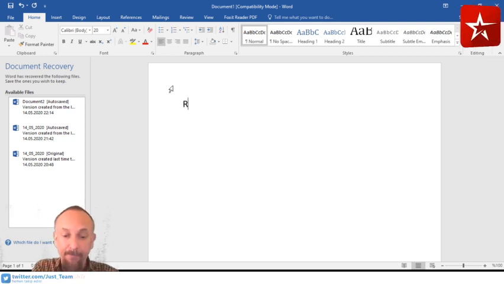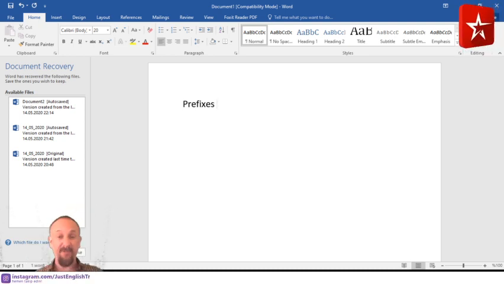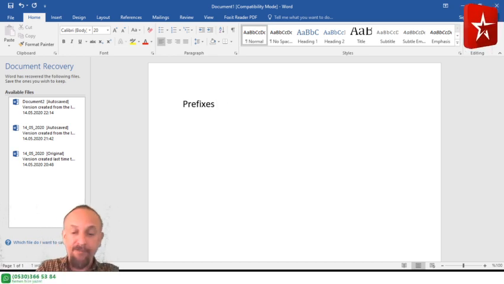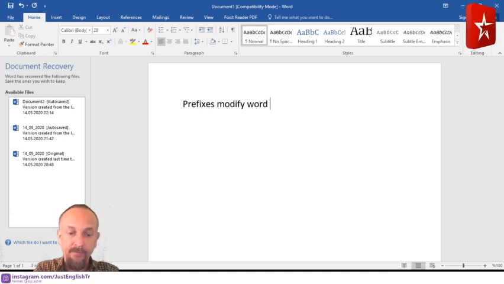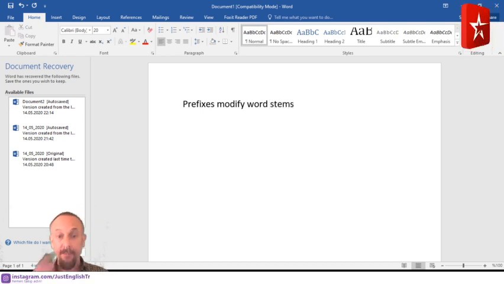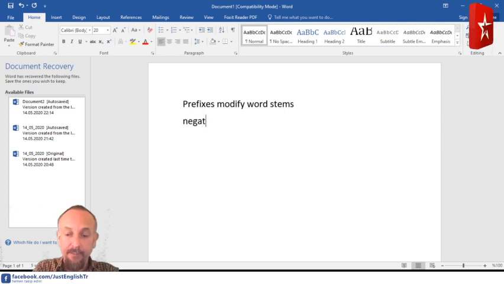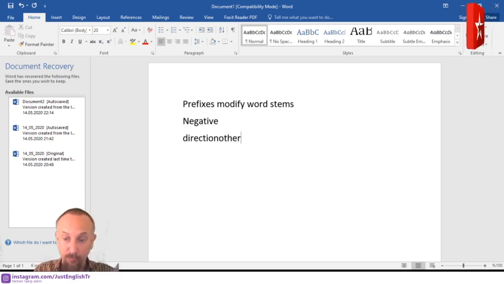So just to recap, let's have a look at prefixes first. We learned that prefixes modify word stems, and they can give the word a number of meanings. They can have a negative meaning, they can have a direction meaning, and they can have other meanings too.